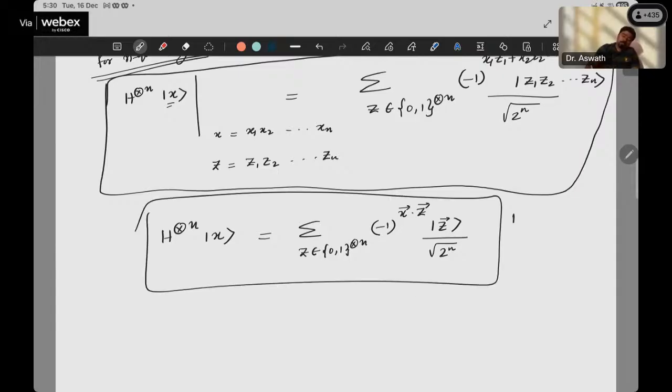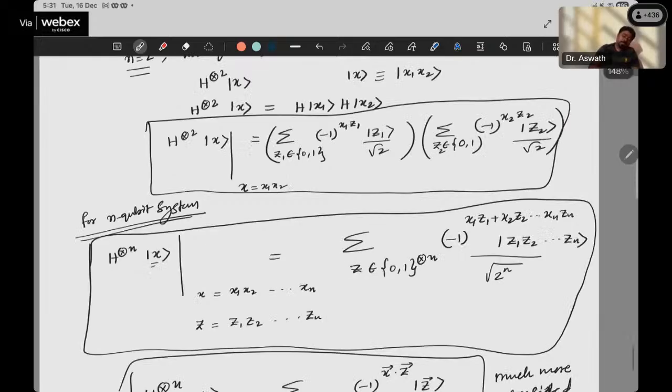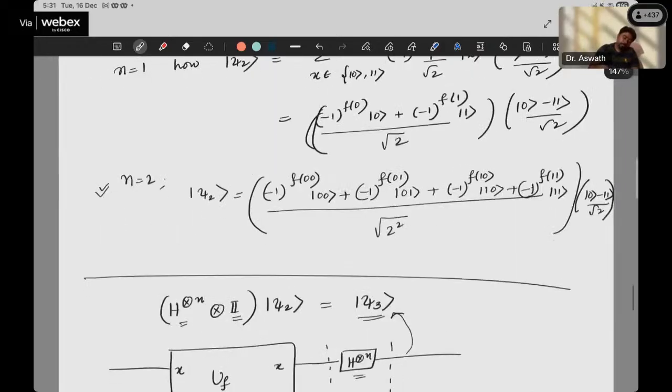Okay, much more concise form, right? So this is what we will use to find psi 3. Okay, so let's get back to where we were before getting into this.